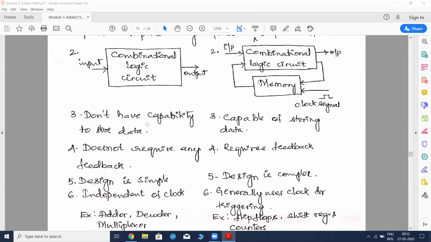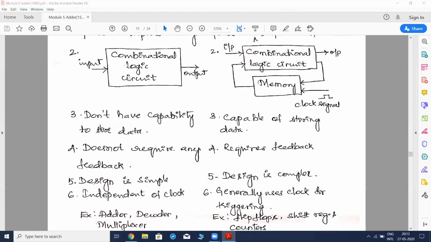From this block diagram, you could see that feedback is not present in the combinational logic circuit. So that doesn't require any feedback. But sequential circuits require feedback. And then with respect to design, since there is no feedback in our combinational logic circuit, the design is also simple and it is independent of the clock. I'll introduce you to the meaning of clock. Immediately after this, we are going to discuss what a clock is.